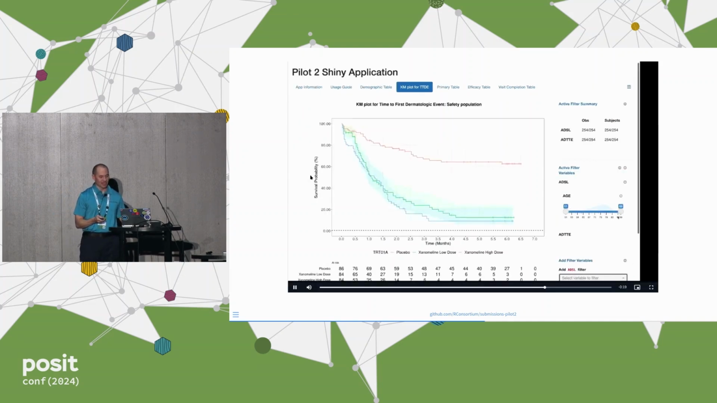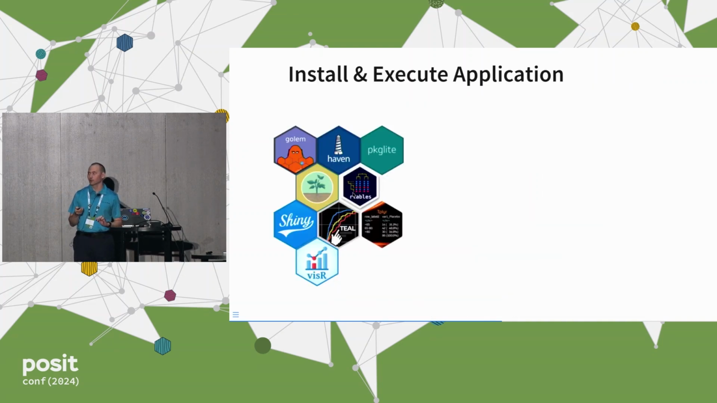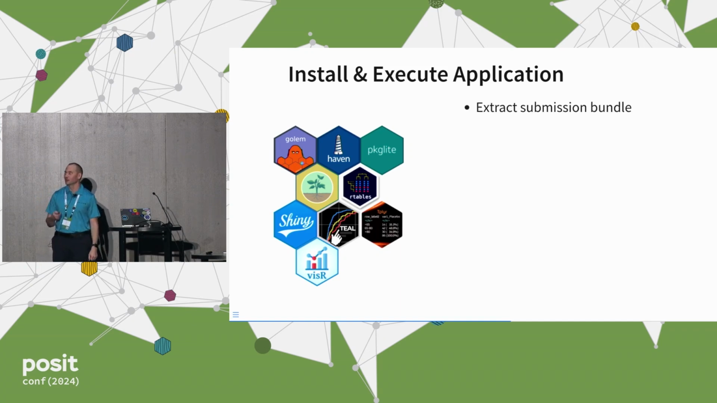But with that success, of course, it's not always trivial to get all this set up. So part of the deliverable of this mock submission in Pilot 2 was to tell the reviewers how to actually get this up and running. So let's look at the steps I had to put in what's called the Analysis Dataset Reviewers Guide. First, they have to extract the submission bundle that's going through a special gateway process.